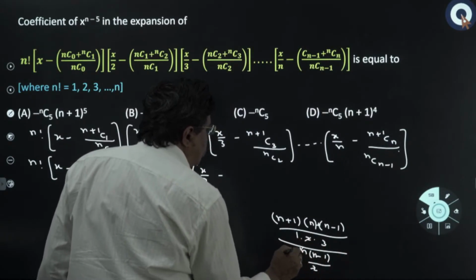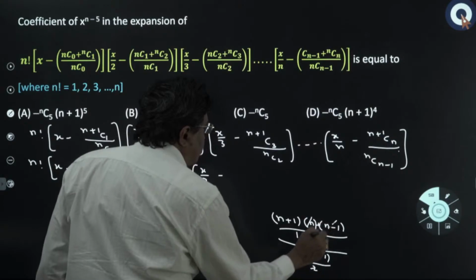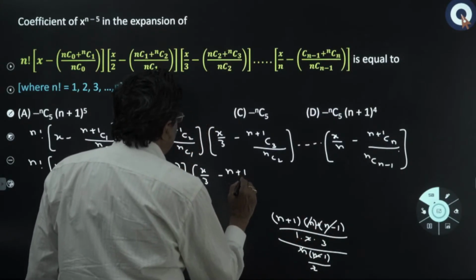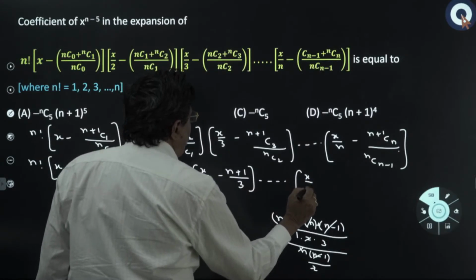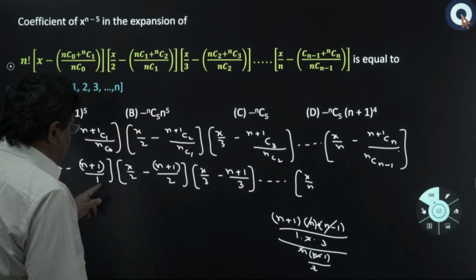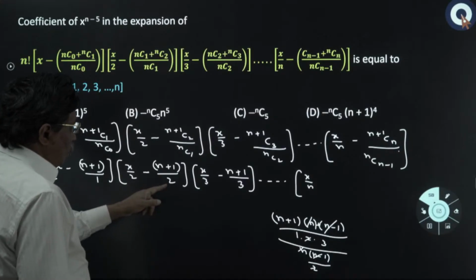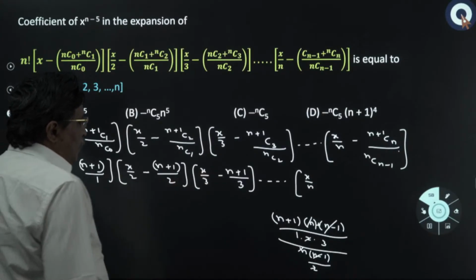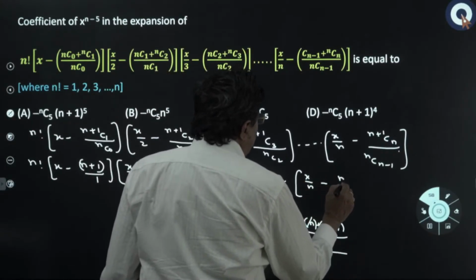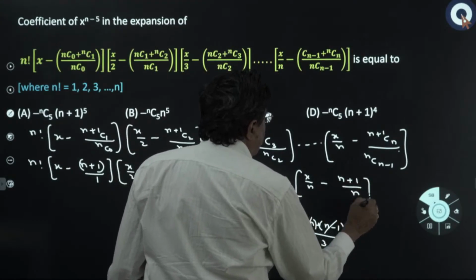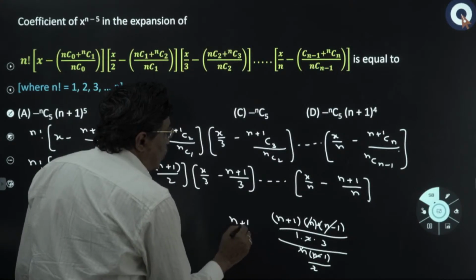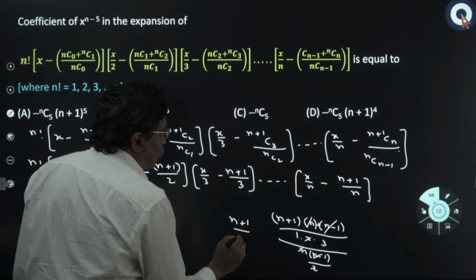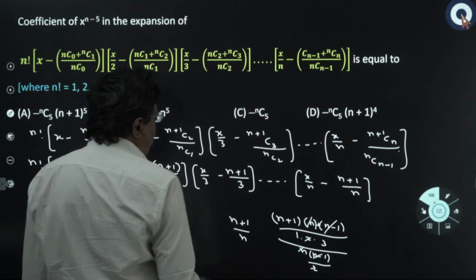So this is (n+1)/3. You can just observe the pattern here, x by n, we are getting here (n+1)/1, (n+1)/2 and (n+1)/3, and here we get (n+1)/n. Verify this also: (n+1)Cn is nothing but n+1, nC(n-1) is nC1, which is n. So you get (n+1)/n there.